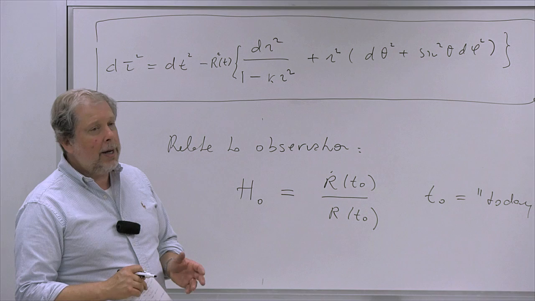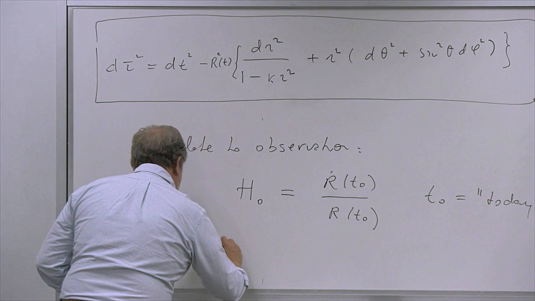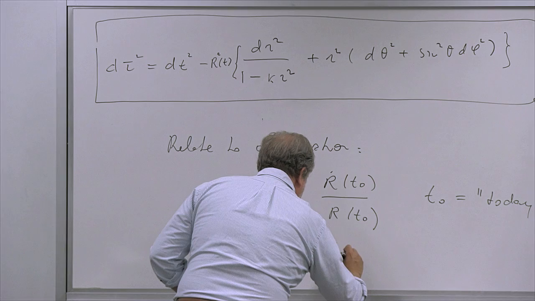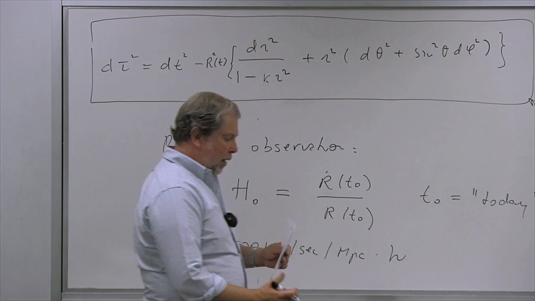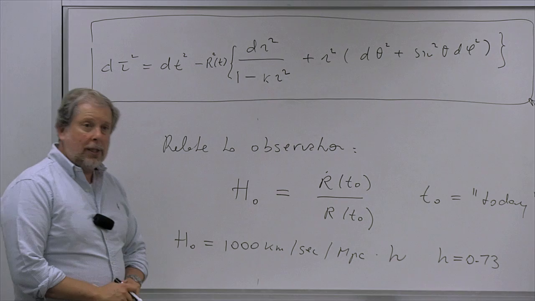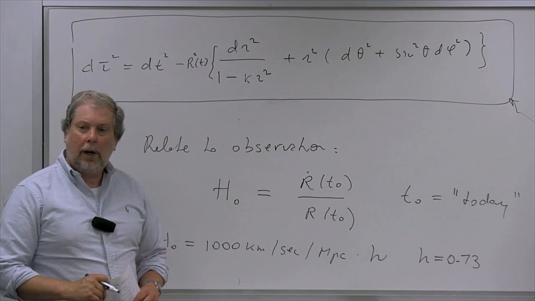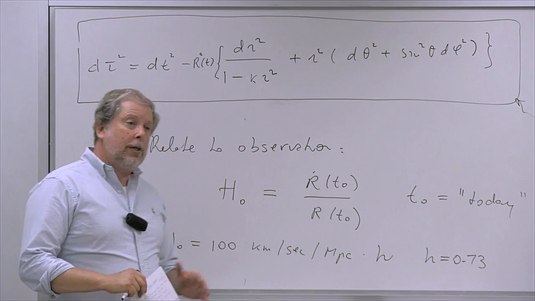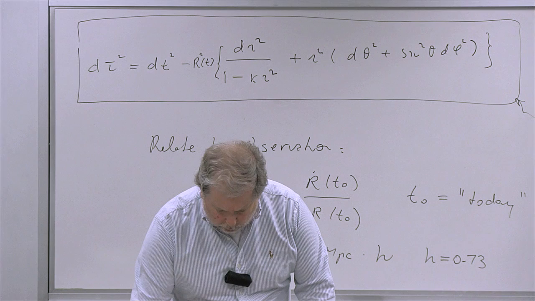And so one usually writes it as H naught is equal to 100 kilometers per second per megaparsec, times little h, and that little h nowadays is about 0.73, I believe. So this Hubble constant is reasonably well known, and it is one quantity with which we can make contact when we solve these equations.